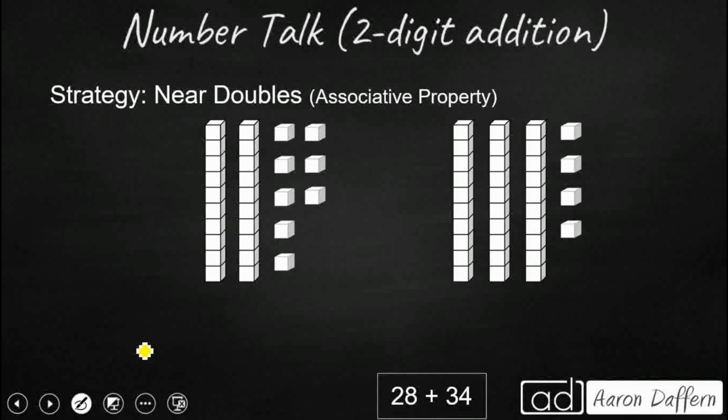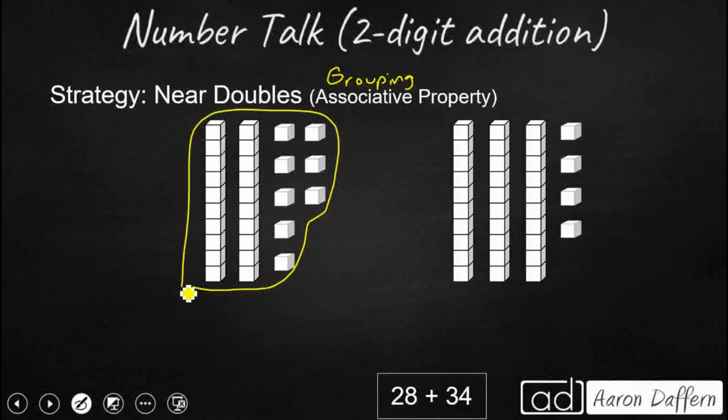So the first strategy we could have used uses the associative property. And this is our grouping property that lets us change the way we group the addends. So we're going to use near doubles because if you look at this 28 plus 34, you'll see that the two numbers are pretty close. So I've got 28 here. And if I cut this last 10 right here, you see I've got another 28.